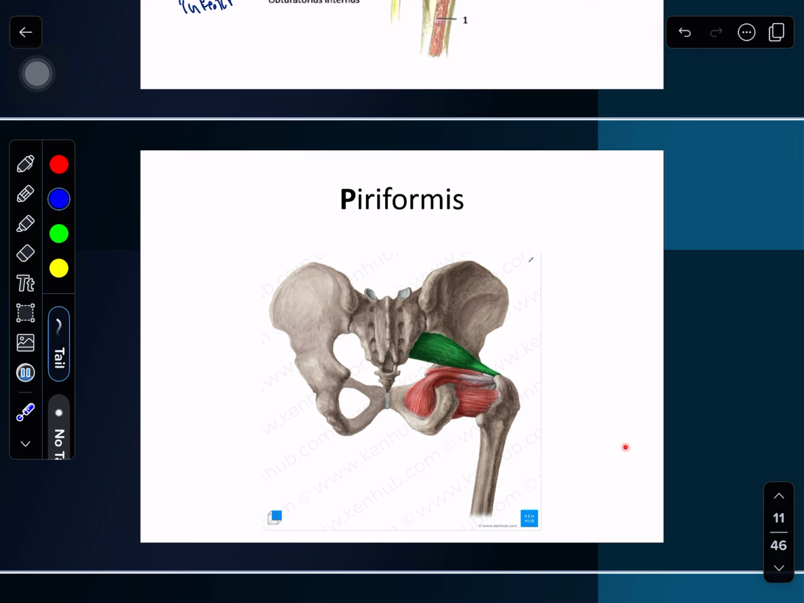So here we have the P, right? The first muscle is going to be called the piriformis muscle. This is going to be one of the largest muscles, right? It's going to be this and the quadratus femoris that are going to be the largest of all of these muscles. So there's our P.